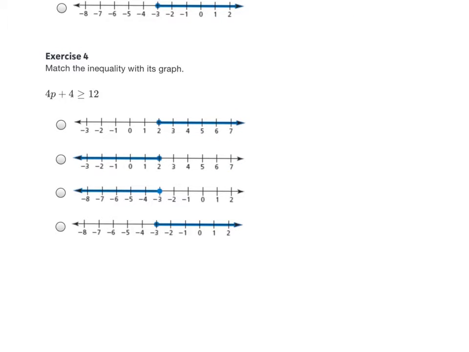Exercise 4. We've got 4p plus 4 greater than or equal to 12. Order of operations backwards tells us we're going to get rid of this positive 4 first. So we're going to minus 4 from both sides. That gives me 4p greater than or equal to positive 8. Divide both sides by 4. p is greater than or equal to 2.